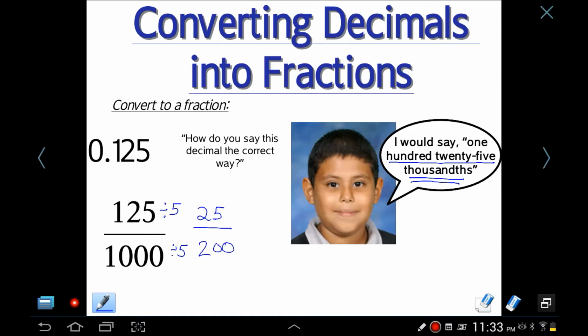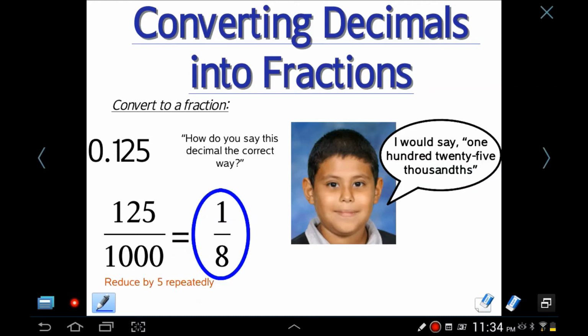Now that is not in lowest terms, so let's keep going. 25 divided by 5 is 5, and 200 divided by 5 is 40. And so let's keep going here. 5 fortieths equals 1/8. And there you have it, 1/8. 1/8 is our answer. Thanks, Bryant, for doing that for us.